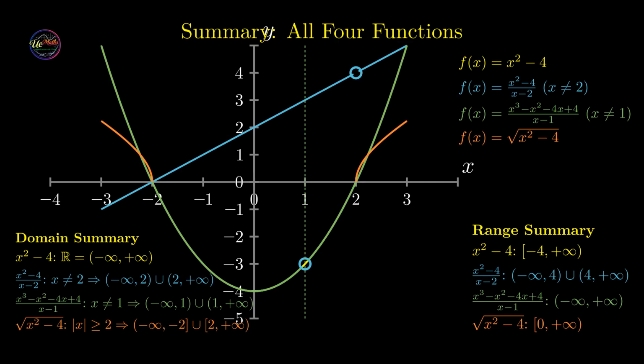The radical function f of x equals the square root of x squared minus 4 has range from 0 to positive infinity, because square roots are always non-negative and equal 0 at the boundary points x equals 2 and x equals negative 2. In conclusion, always check for 0 denominators, removable factors, and square root conditions when determining domain and range.